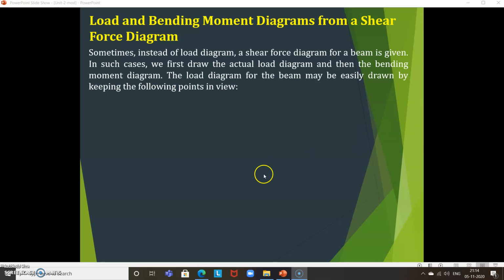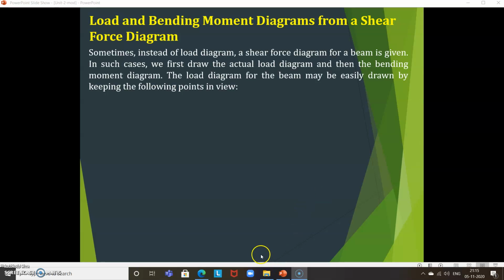Till now you have drawn SFD and BMD from the loading diagram. This is slightly different. From the shear force diagram, you have to draw a load diagram. Then the bending moment calculation is the same. Sometimes, instead of a load diagram, a shear force diagram for the beam is given. In such cases, we first draw the actual load diagram and then the bending moment diagram.